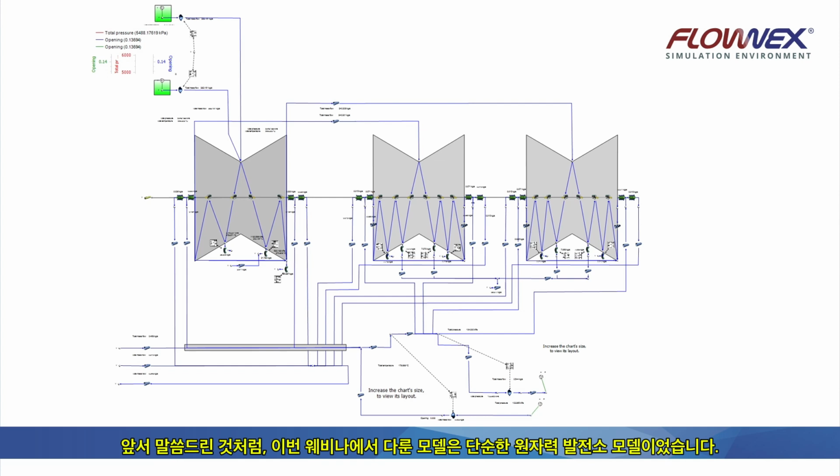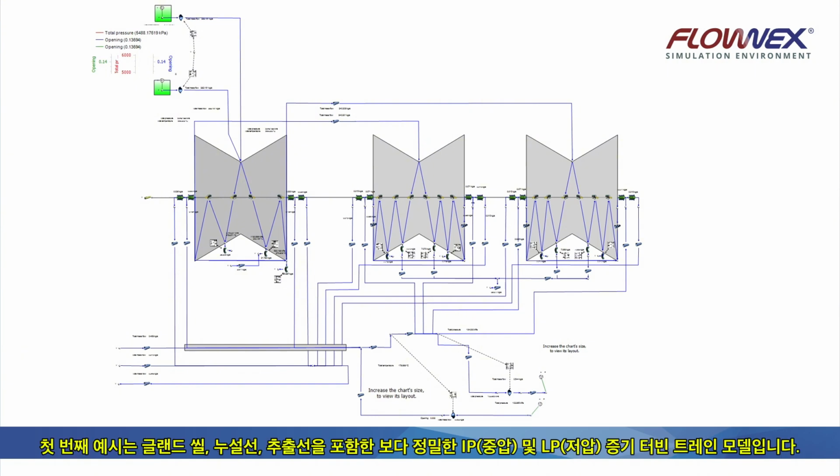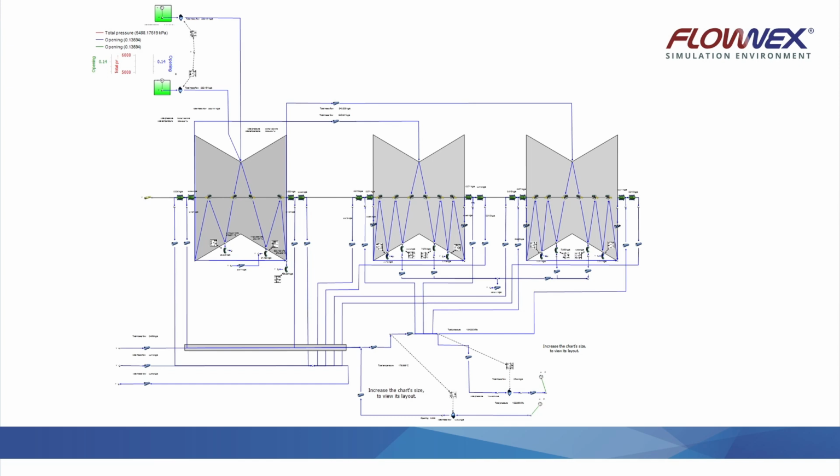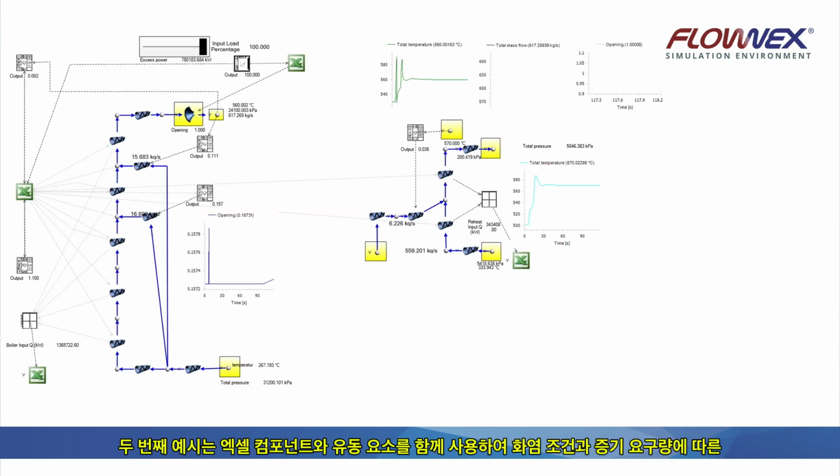As I mentioned, the model shown in this webinar is a simple nuclear plant. Flownex can model complex systems as seen in these following examples. The first example is a more detailed IP and LP steam turbine train model with gland seals, leak and extraction lines. The second example is a detailed boiler model that uses an XL component in conjunction with flow elements to capture detailed boiler performance based on flame conditions and steam requirements.